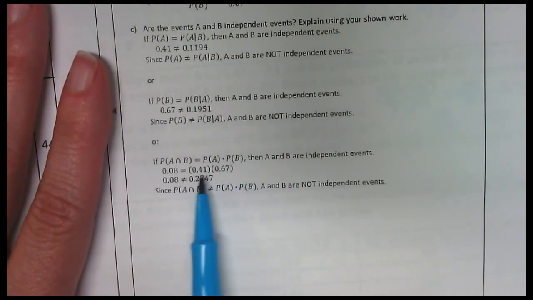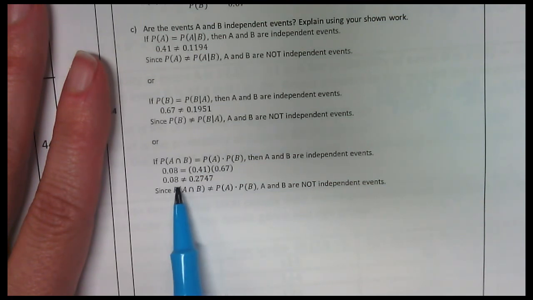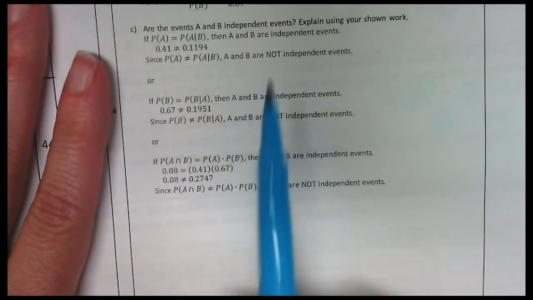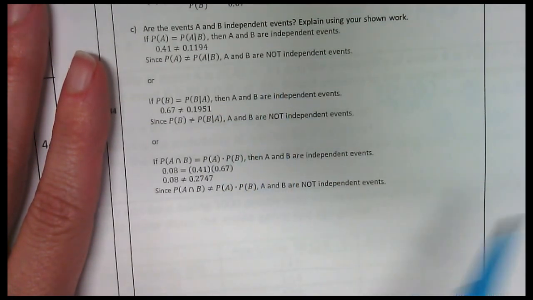So we would have to multiply these two together, and the answer we get is not the same, so they're not independent. You can pick either of these ways to test it. It doesn't matter which one. So they're not independent.